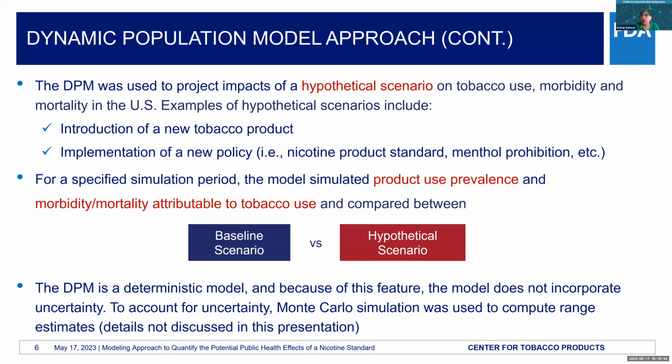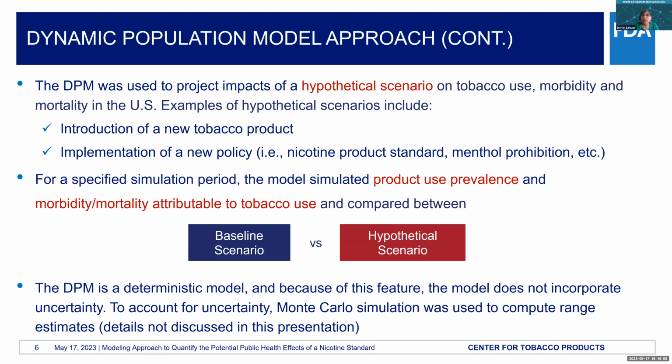Also, it will produce model outputs for the hypothetical scenarios, taking into consideration potential changes in tobacco use behaviors and mortality. This will be as a result of the implementation of a regulatory action, in this case, the nicotine product scenario.